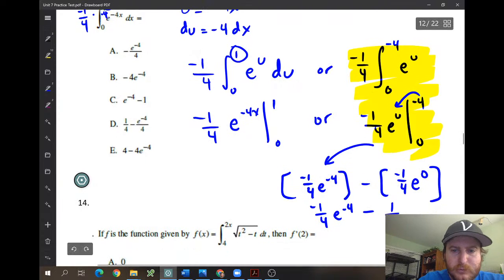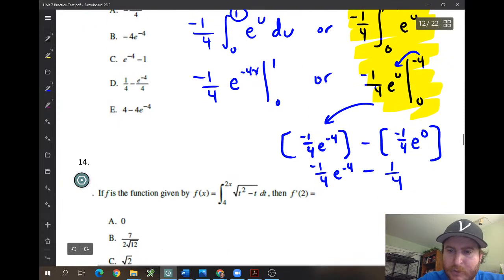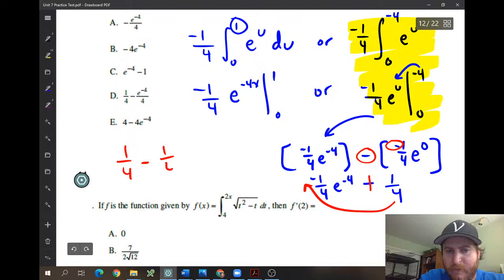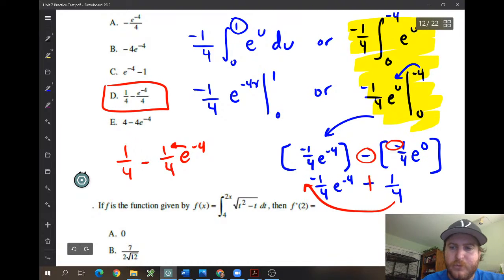So, oh wait, I did make a mistake. One of them does look like this. Negative, negative, turn that to positive. Right? So none of them look like this because they put the number in the front. What they did is they just moved the 1/4 to the front. So they said 1/4 minus 1/4 e to the -4, and then they just moved their e up here. So it's choice D.